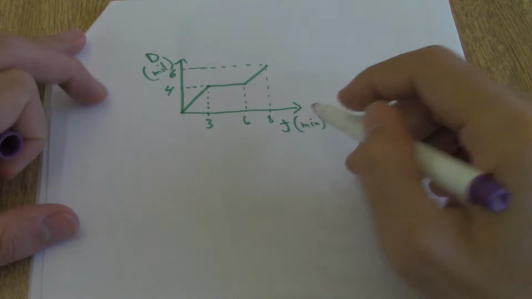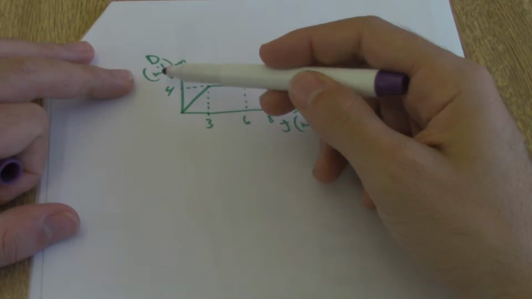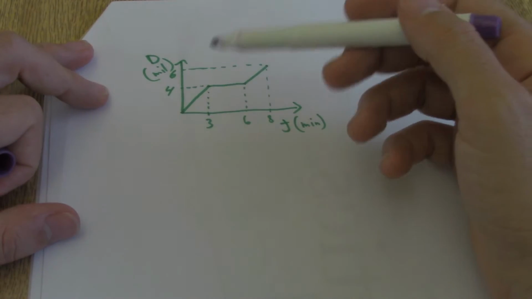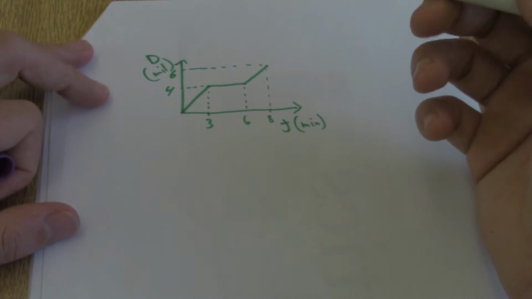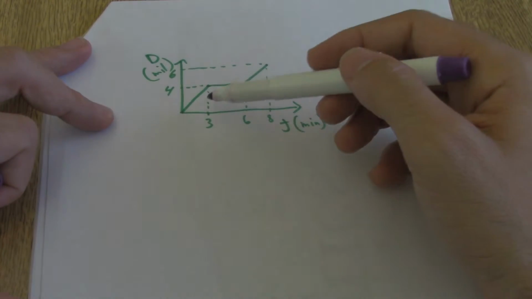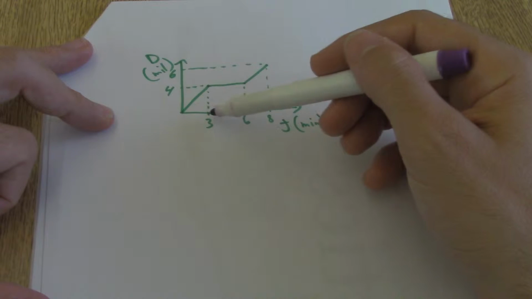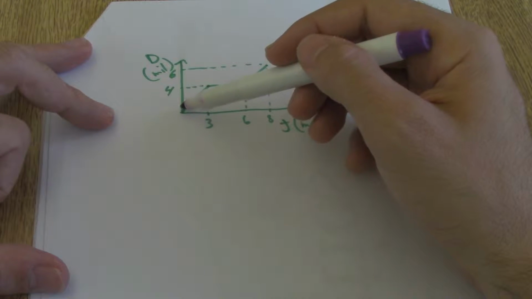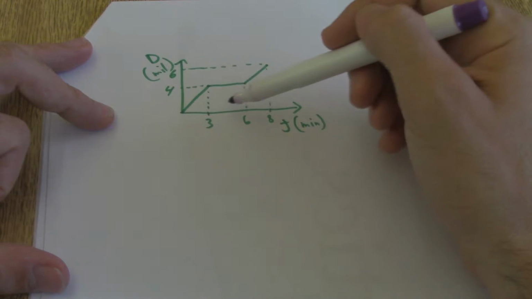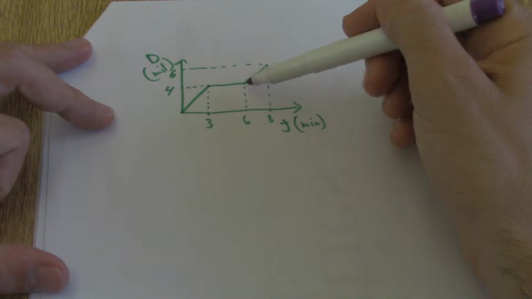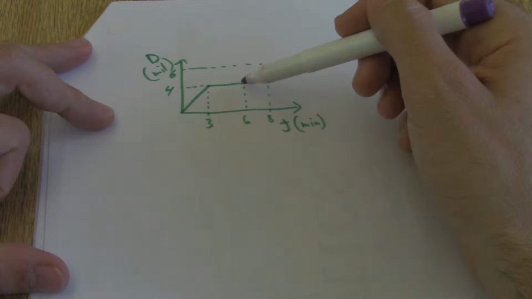Okay, let's suppose we have this graph. This is distance in miles and this is time in minutes. It could be a car, a person running, or any other object. So at 3 minutes, the person or the car reached 4 miles. From 3 to 6 minutes, it stays at 4 miles, and from 6 to 8 minutes, it goes up from 4 to 6 miles.